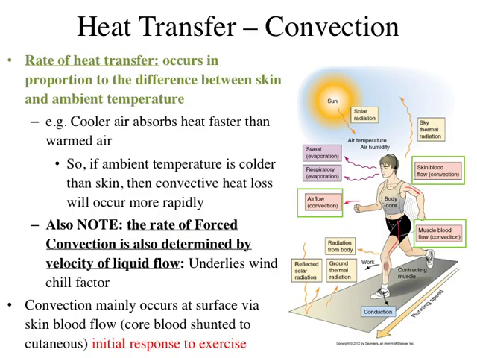The second method of heat transfer is convection, which occurs in proportion to the difference between the skin and ambient temperature. Cooler air will absorb heat much faster than warm, humid air. So, if an ambient temperature is colder than the skin, then convective heat loss will occur more rapidly. This is demonstrated by traveling to a humid environment and trying to cool down from a breeze. Conversely, if you would exercise and begin sweating, being outside in a colder, windier environment, convective heat loss would provide a greater means of heat loss than, say, radiative or conductive heat loss mechanisms.